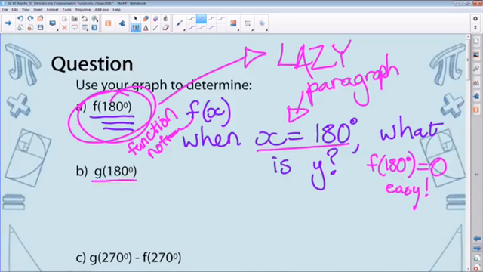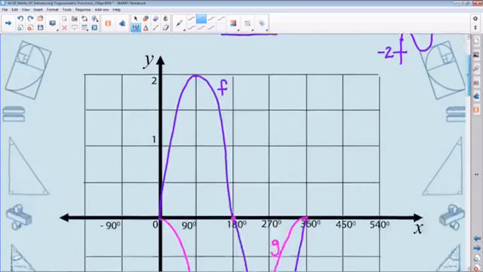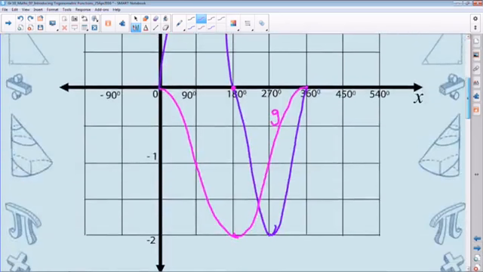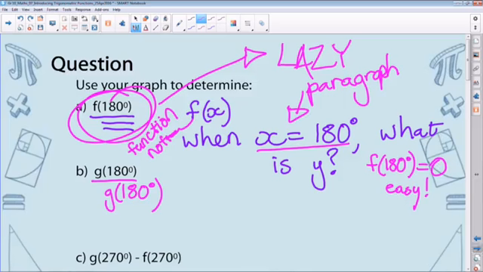Okay, the next one says, g of x when x is 180 degrees. And that means, what is the value of y when x equals 180 degrees on the g graph? Let's go back. And the g graph was the pink one. And we look over here. At 180 degrees, g is equal to, or y is equal to -2. So let's write that answer in. At g of 180 degrees, it has a value of -2.